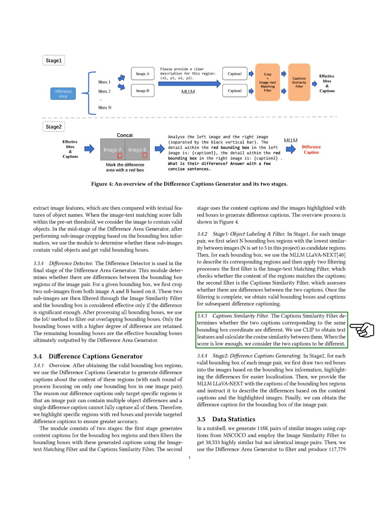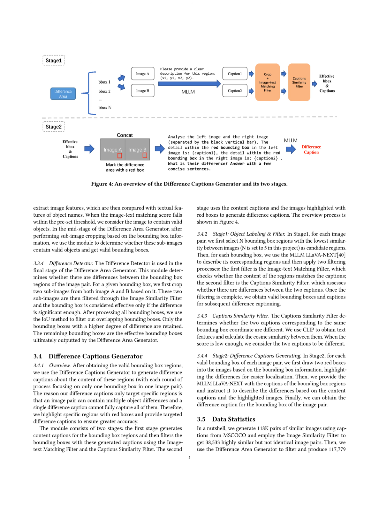The caption similarity filter determines if 2 captions for a bounding box are different by calculating their cosine similarity. If the score is low, we consider the captions distinct. In stage 2, we highlight the valid bounding boxes with red boxes in the images. We then provide the MLLM next with the captions and ask it to describe the differences based on the highlighted images. This process results in the final difference captions for the bounding boxes in the image pairs.